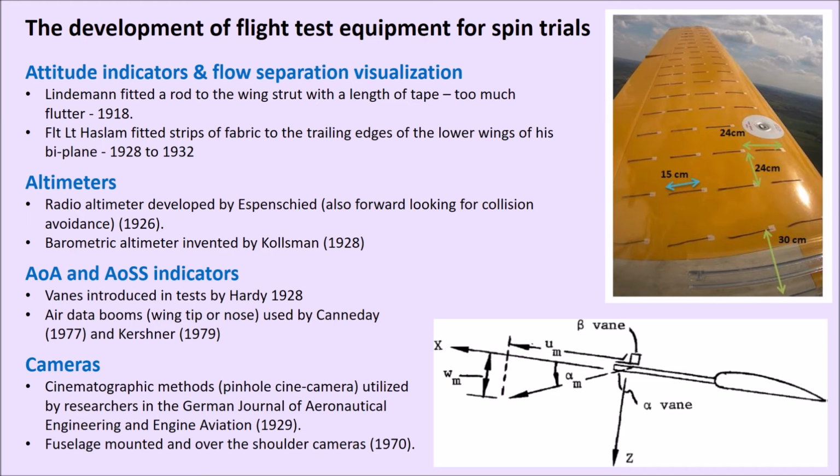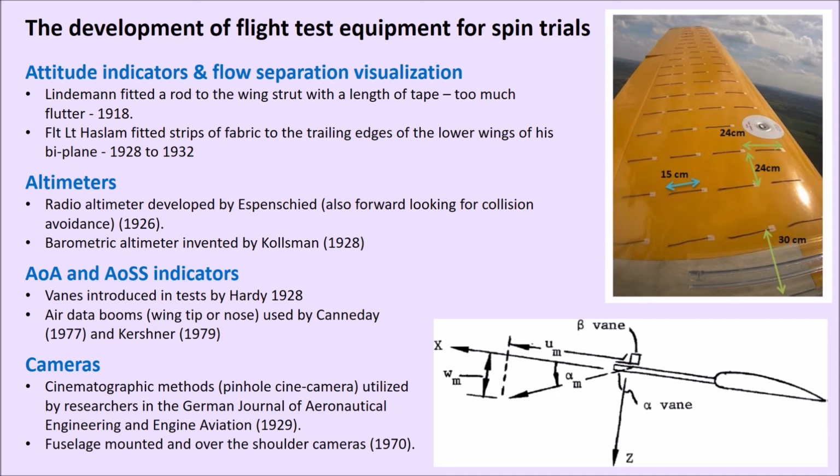And he hoped that in flight the tape would align itself with the oncoming free stream, and give some indication of the angle of attack or angle of incidence to the pilot during spin. However, he concluded that the tape fluttered around too much to make any more than a basic estimation of angle of incidence, and this was in 1918.